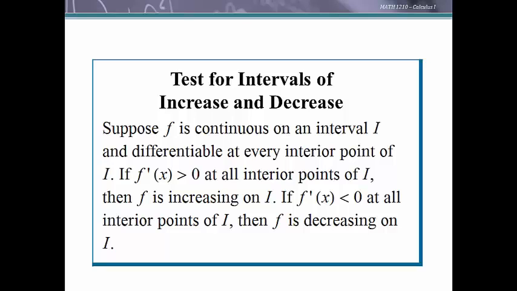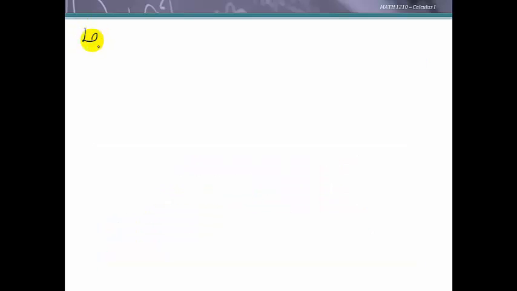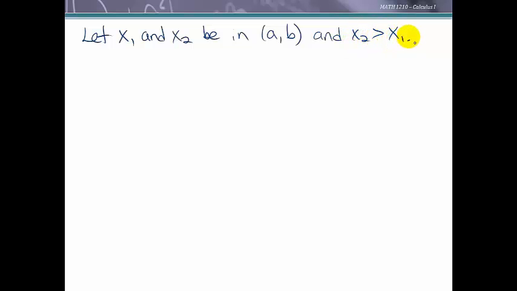We're going to prove this for the first case, and the second proof would be very similar. So we're going to assume that for all points on the interior, so on the open interval, the derivative is positive. It's greater than 0. So we're going to let x1 and x2 be in the open interval from a to b, and x2 is going to be greater than x1. Well, we know that the derivative for x's on this interval is greater than 0. That was our assumption.